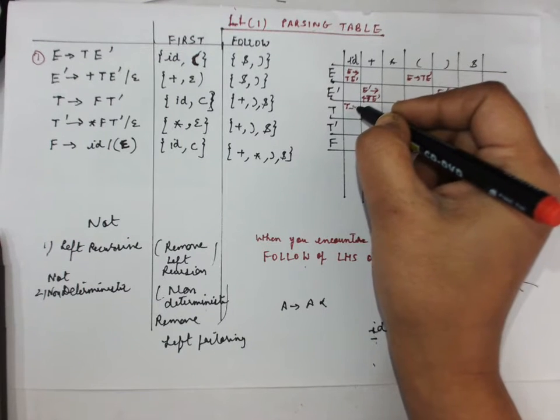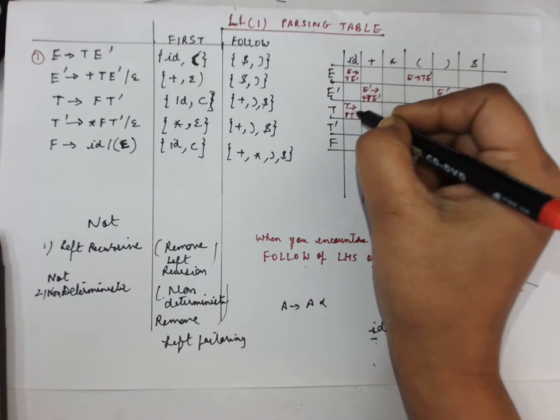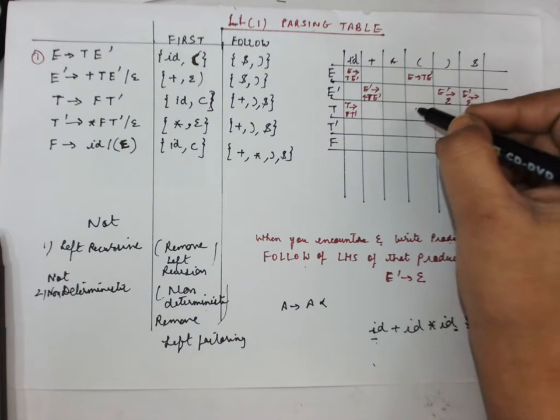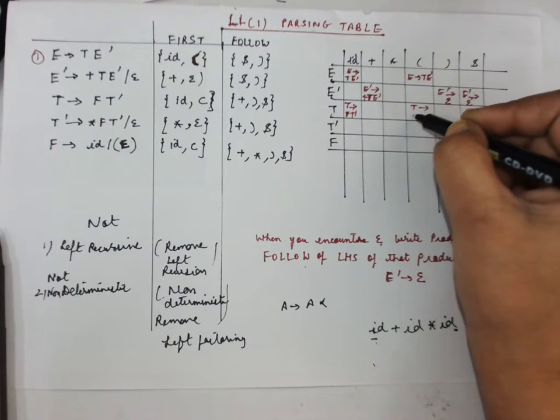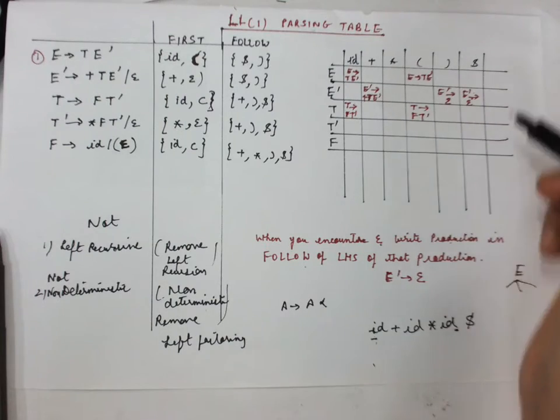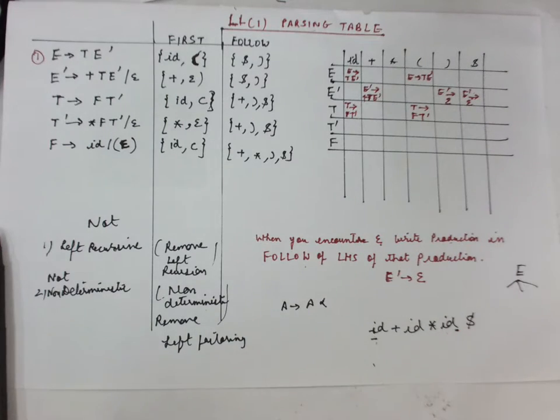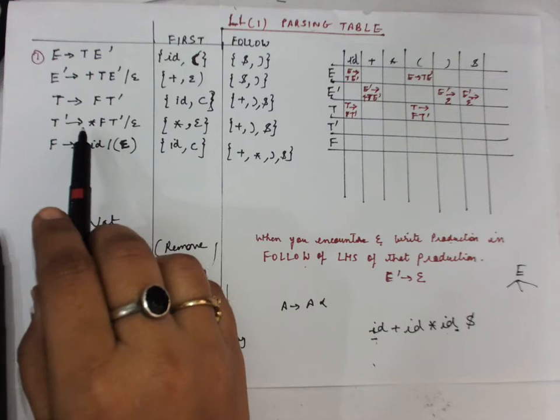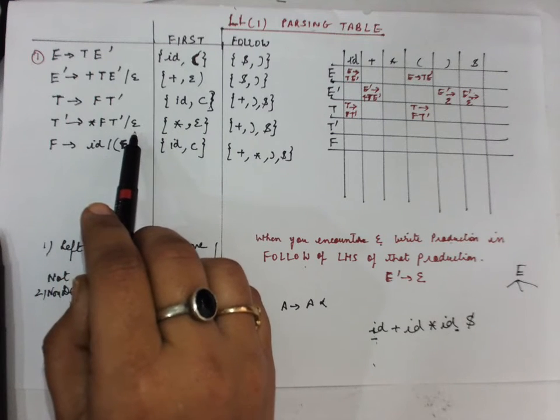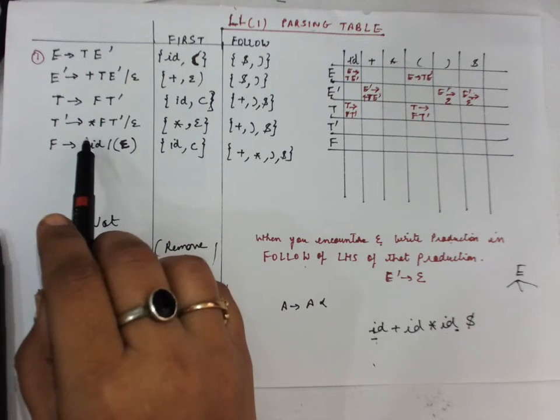So here we have T gives FT dash. Similarly here also you have T gives FT dash. Okay, next you have T dash gives star FT dash or epsilon. So again the same thing.